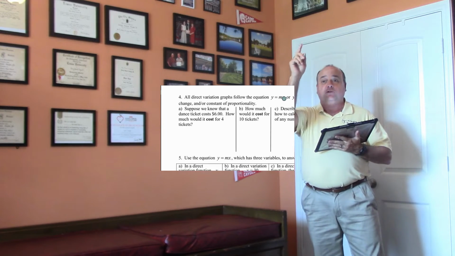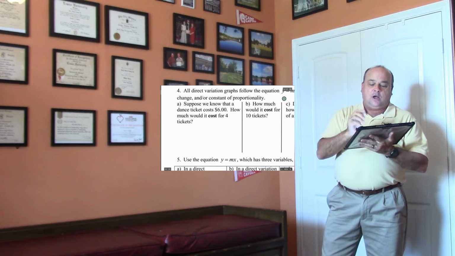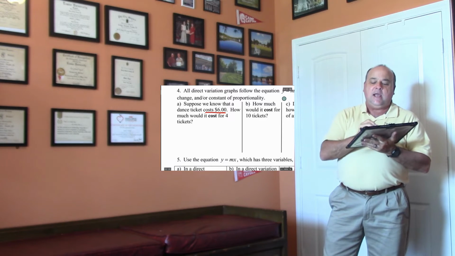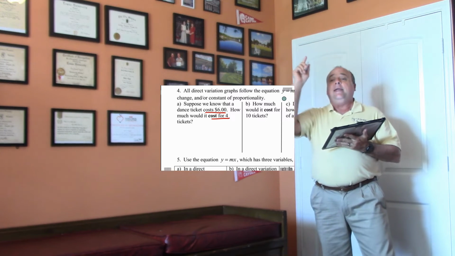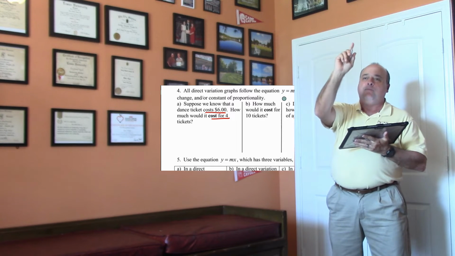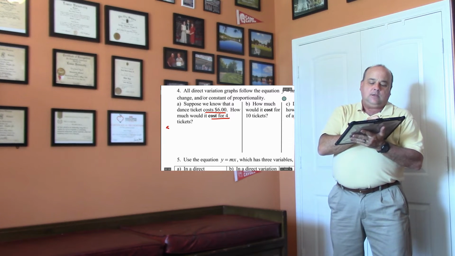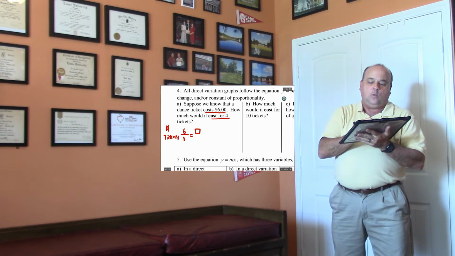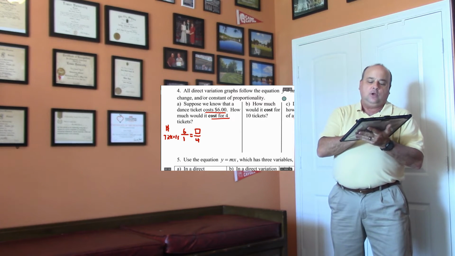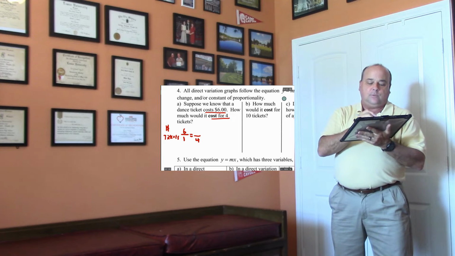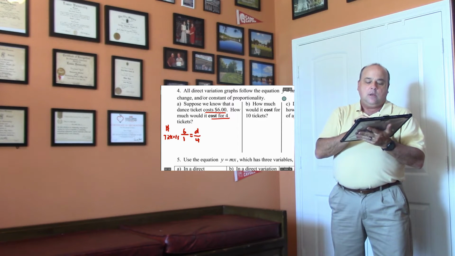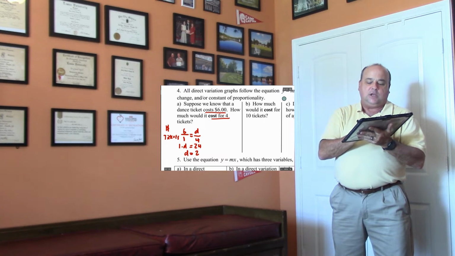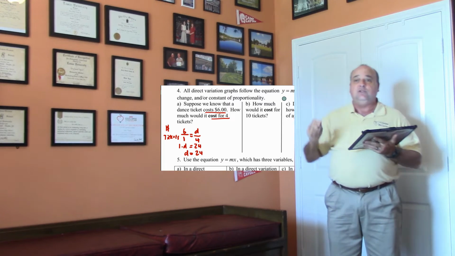Now then, we're going to solve these with direct variation, okay? Suppose we know that a dance ticket costs $6. How much would it cost for 4 tickets? In junior high, I'm just going to show you this one time. You would have put dollars over tickets, and then you would have put 6 over 1 equals, and I would want to know how many 4 would cost. Let's put D for dollars. So I'm going to do 1 times D equals 6 times 4, and I would get the dollars equals 24. That's how you did this in junior high.